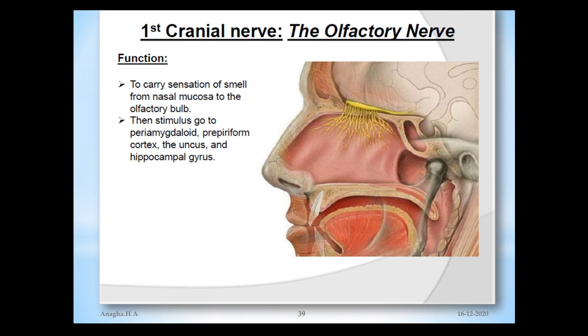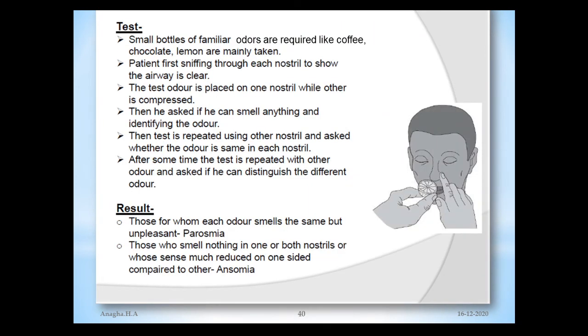So now coming to the first cranial nerve, the olfactory nerve. Its function is to carry the sensation of smell from the nasal mucosa to the olfactory bulb. Then the stimulus goes to the periamygdaloid, prepiriform cortex, the uncus and the hippocampal gyrus. This nerve is tested by occluding one nostril and presenting a non-irritating stimulus, like spices or coffee, to the other nostril. Keep in mind, both nostrils are not checked at once. Only one nostril is tested, and then this is repeated on the opposite side.